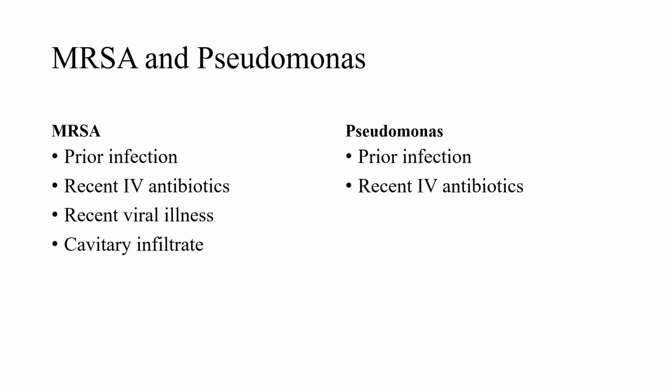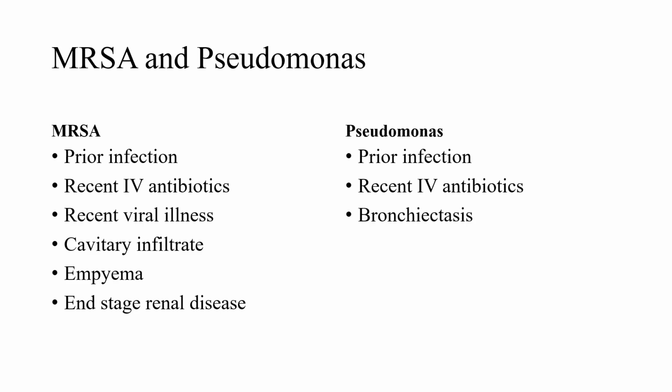Cavitary infiltrates on chest x-ray or CT chest can be concerning for MRSA, and related to that is empyema. Both of these things really have a pus and fluid picture, which a lot of times we associate with MRSA. And then finally, to finish up the MRSA risk factors, end-stage renal disease could be a risk factor here. On the Pseudomonas side, bronchiectasis and frequent COPD exacerbations. Usually the relationship is because when you have a COPD exacerbation, you're often given a lot of antibiotics and steroids, which can predispose you to these pathogens.